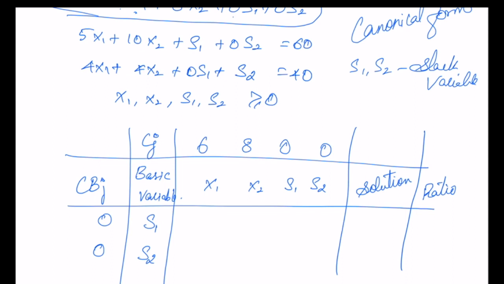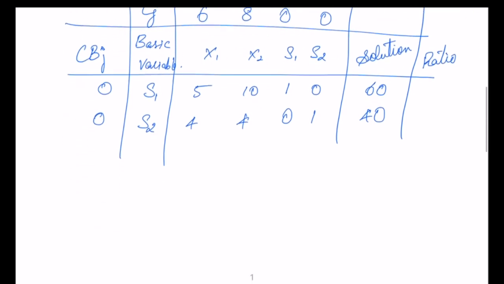Now we write the coefficients of the first constraint. First constraint 5, 10, 1, 0. And in the right hand side we have 60. Next, in the second constraint we have 4, 4, 0, 1, 40.